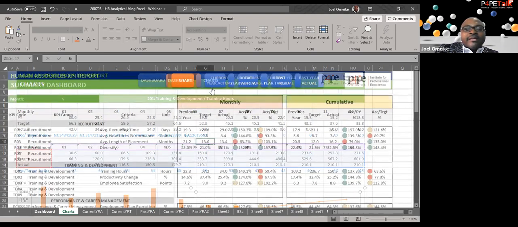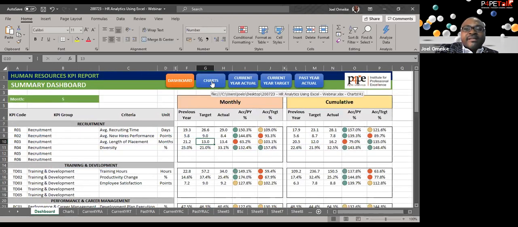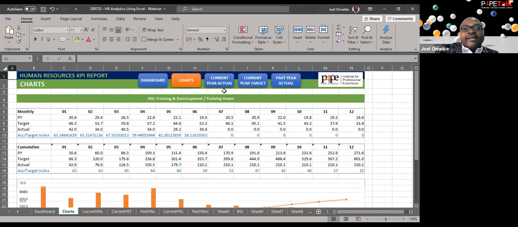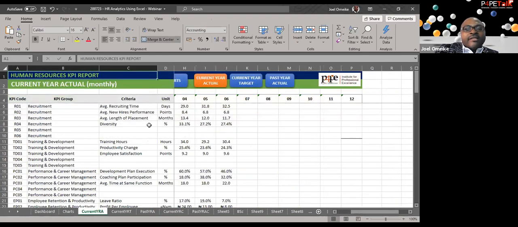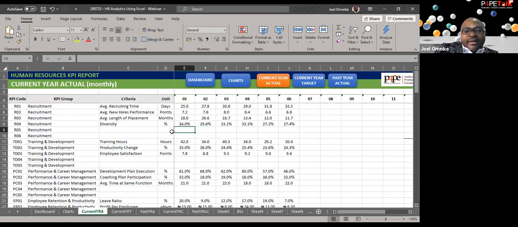Again, the dashboard is automated. You can click on these buttons here and it jumps to the other section. I can go back again to that particular dashboard. Now here is the raw data of the current year. This is the data we've captured so far. We've captured data on January, February, March, April, May, June. So we have data up to June. That's where we have data on this particular organization.